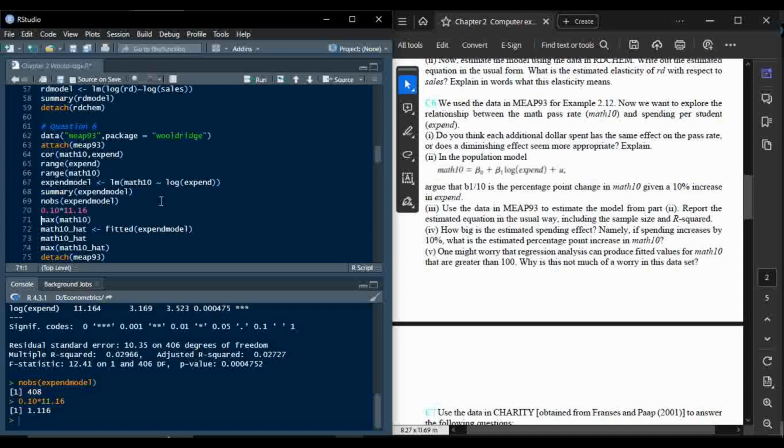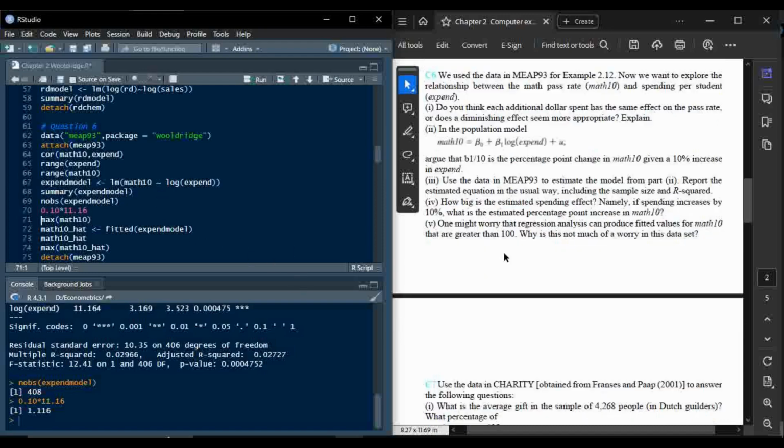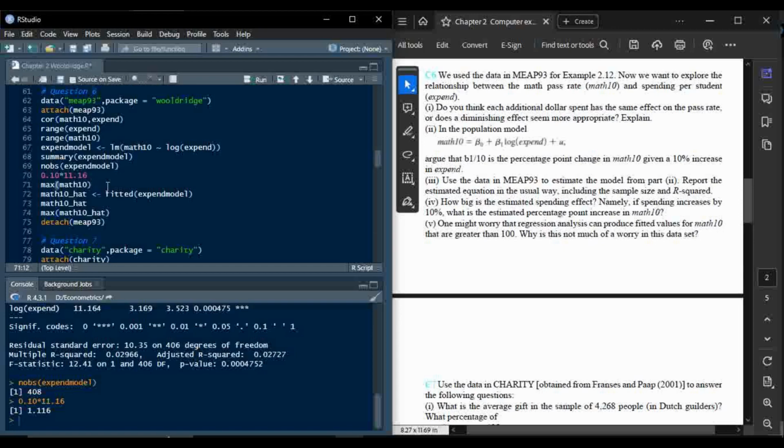Okay, so now let's look at the next question. One might worry that regression analysis can produce fitted values for math10 that are greater than 100. Why is this not much of a worry in this dataset? Okay, so now let's calculate the maximum value of the math10 variable in the dataset.